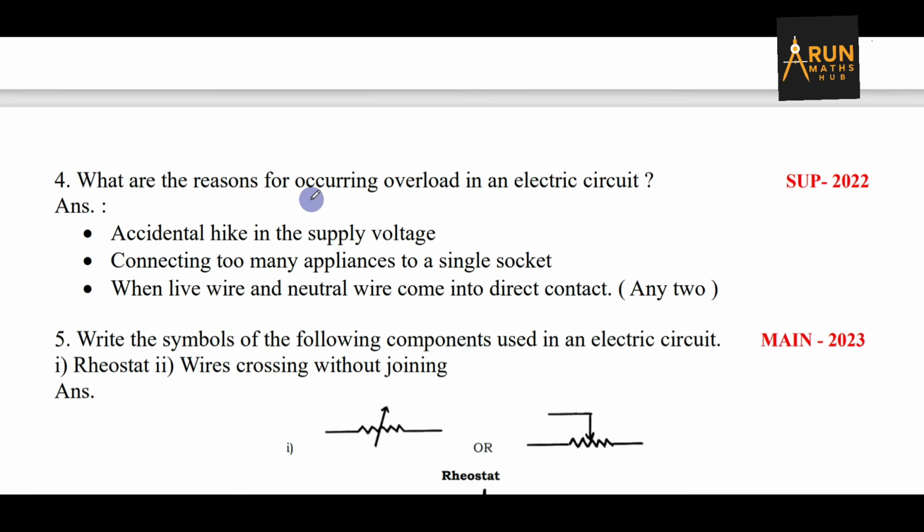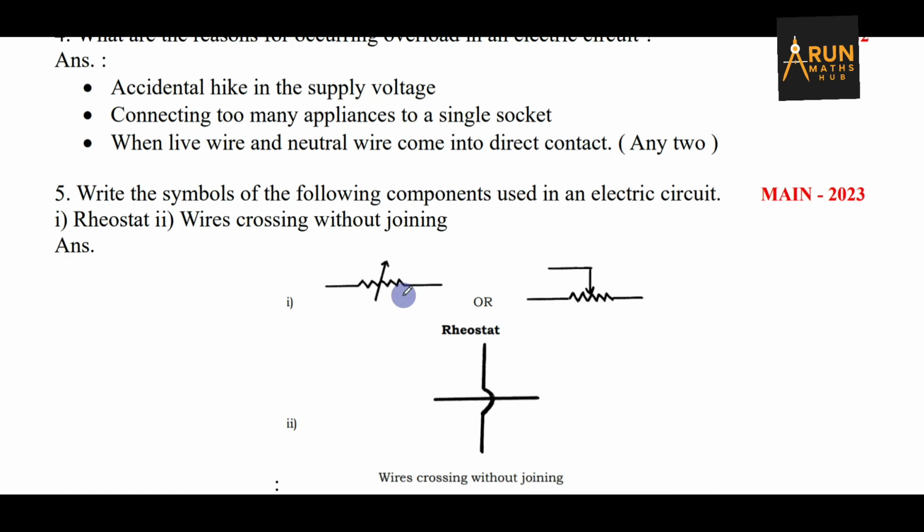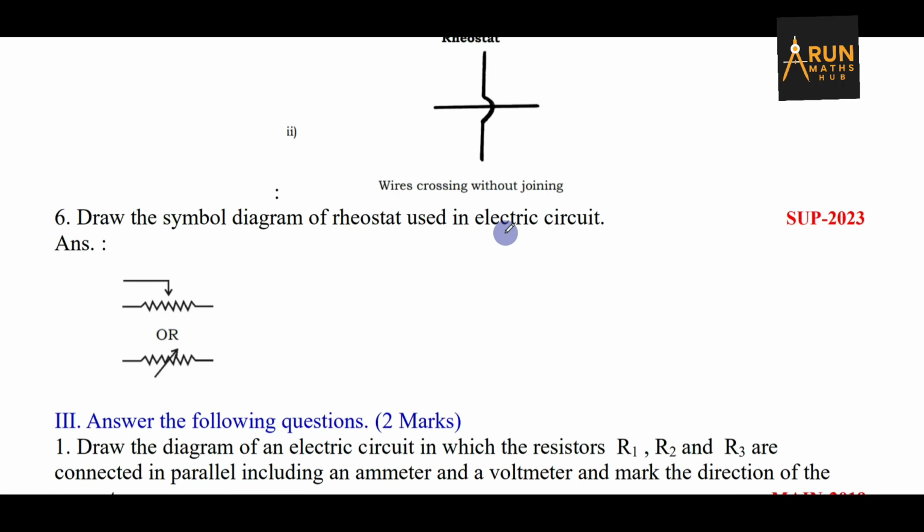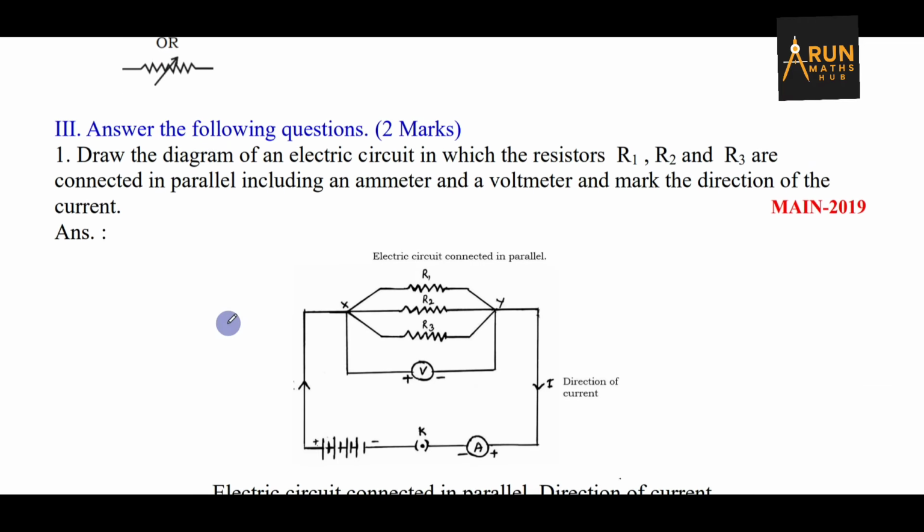What are the reasons for overload occurring in an electric circuit? Accidental hike in the supply voltage, connecting too many appliances to a single socket, and when live wire and neutral wire come into direct contact. These are the reasons for overloading. Symbols of rheostat, cross wire without joint. From the textbook, try to learn all the symbols of electrical components. Draw the symbol of rheostat used in an electric circuit. Very simple question. Next, 2 mark question.